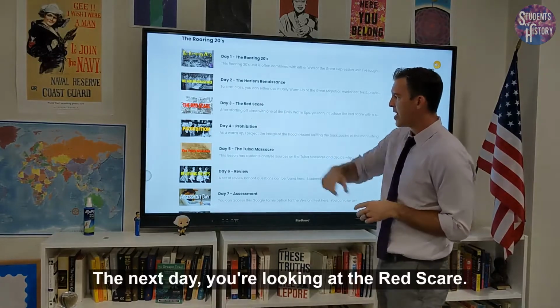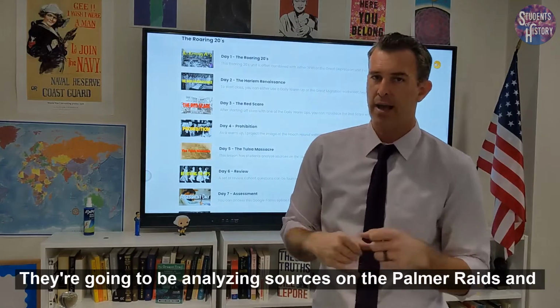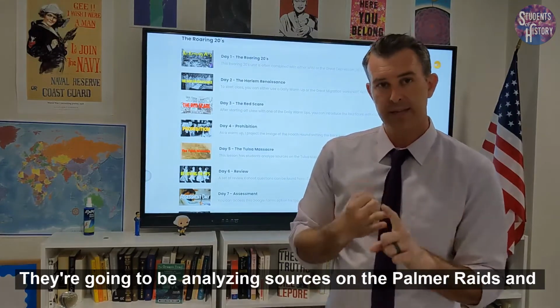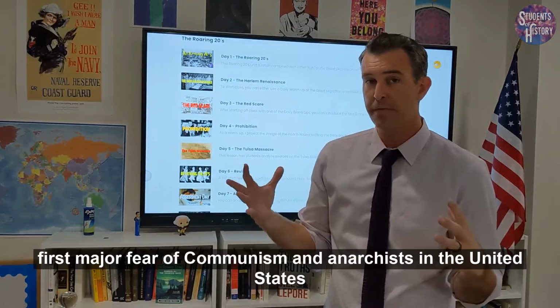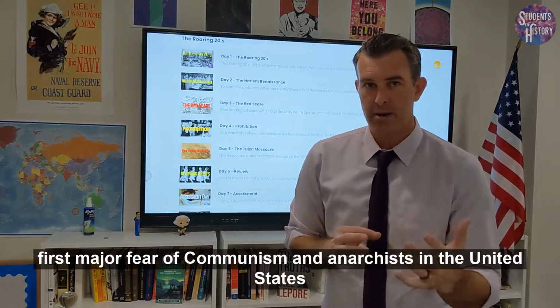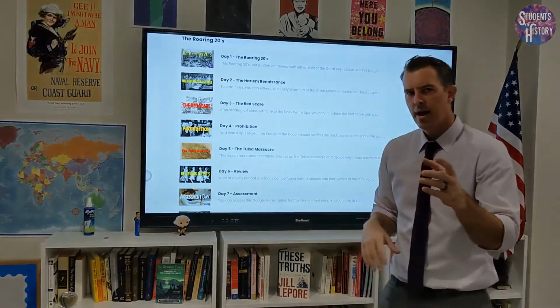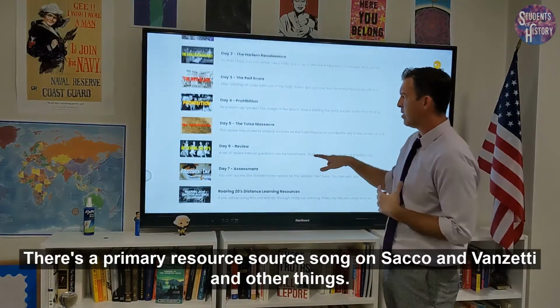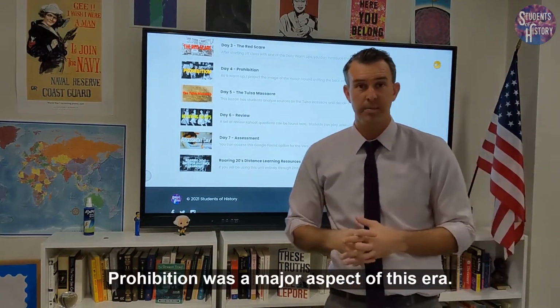The next day, they're looking at the Red Scare. They're going to be analyzing some sources on the Palmer raids and the Red Scare and learning about this kind of backlash against, the first major fear of communism and anarchists in the United States and how that came about and the impact that it had, with a primary source and a song on Sacco and Vanzetti and some other things.